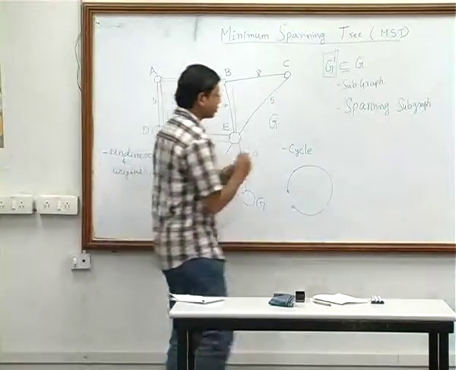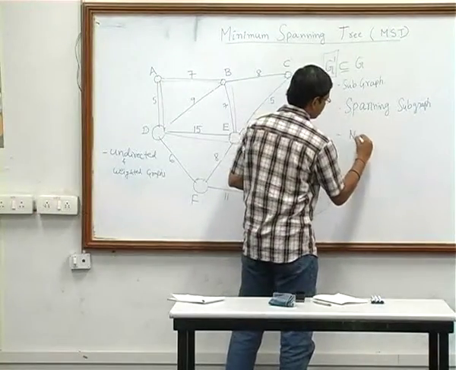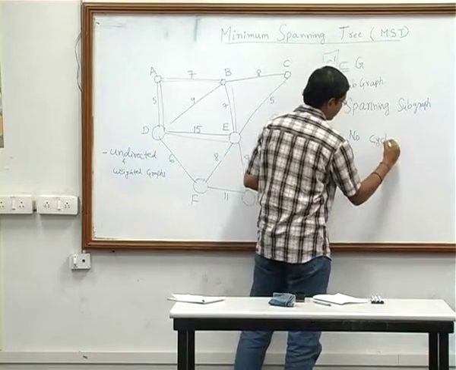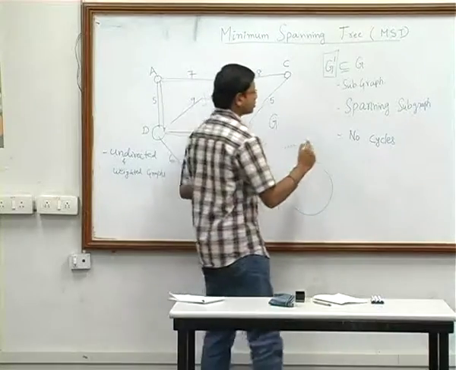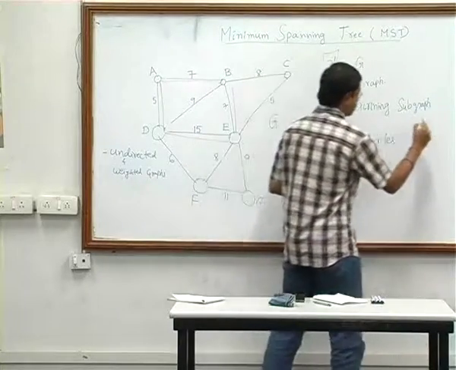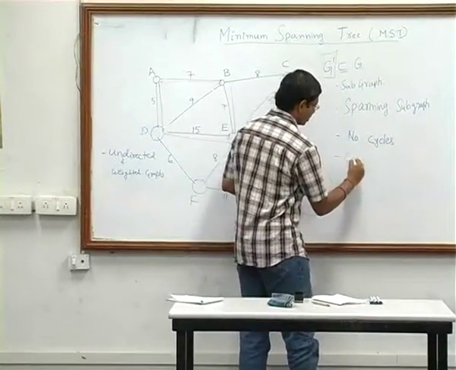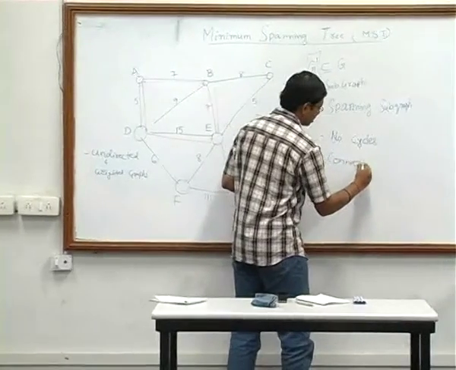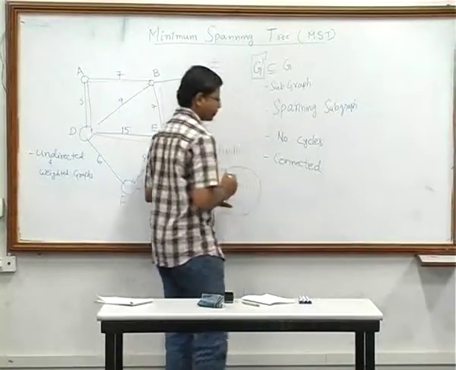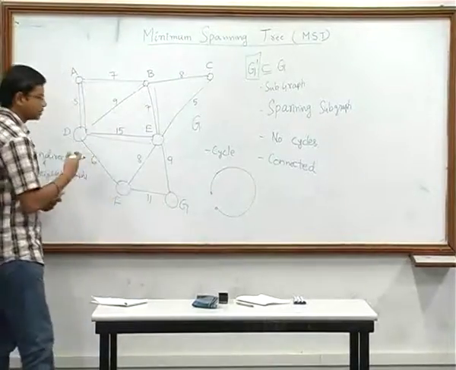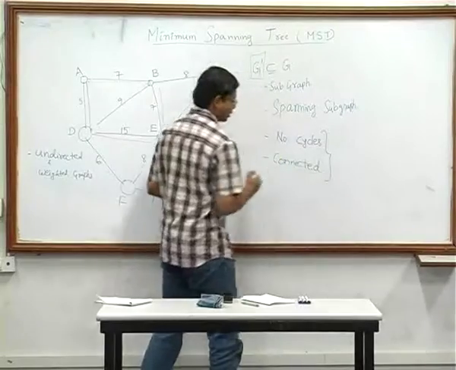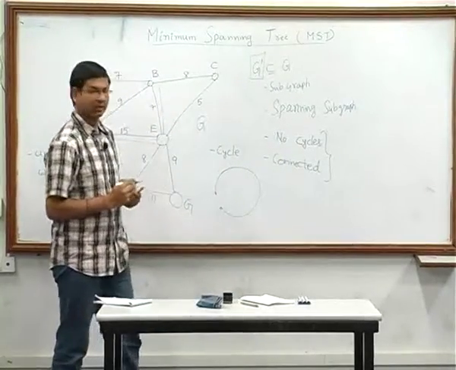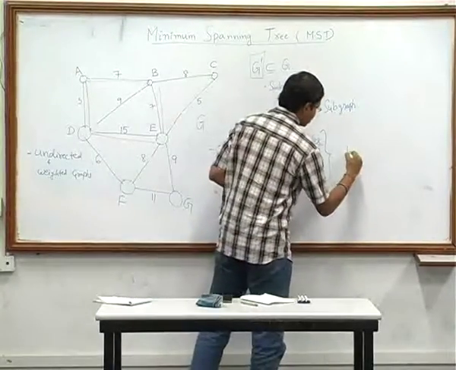So what we want is not to have any cycles. And also we want it to be a connected subgraph finally, because we need a path from any vertex to any other vertex. So if we recall, any graph which is connected and which does not have any cycles can be called a tree.